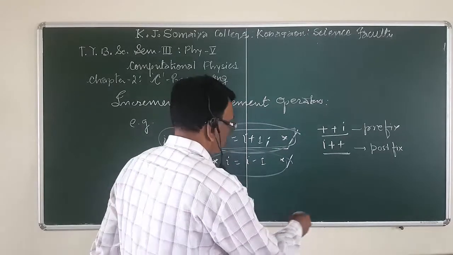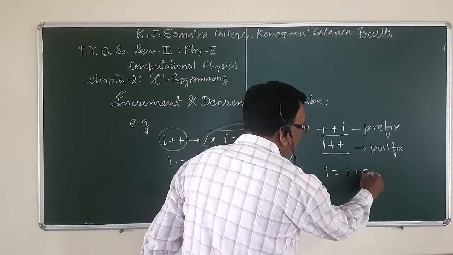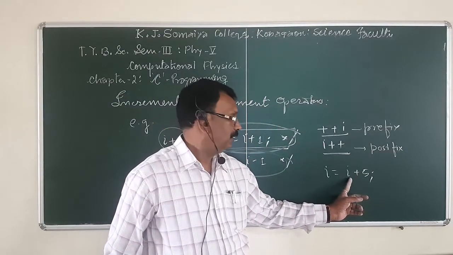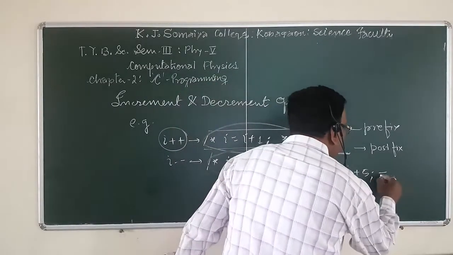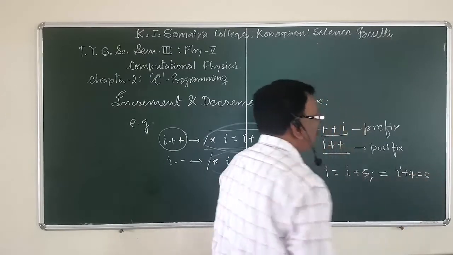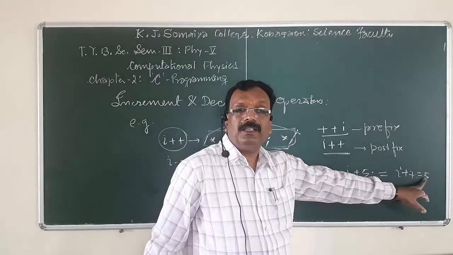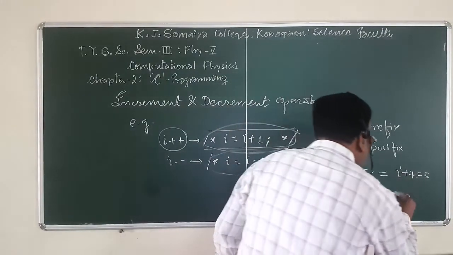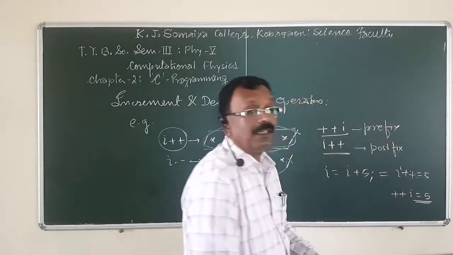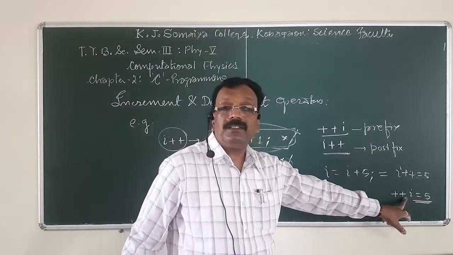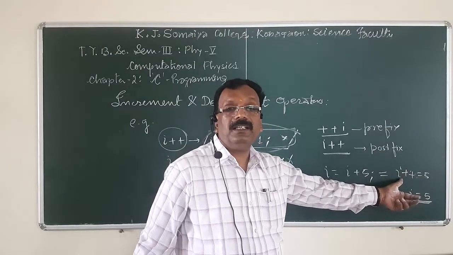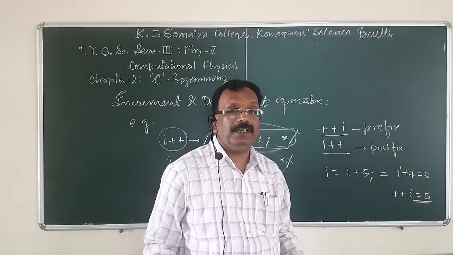Or we can say that, suppose this is I is equal to I plus 5. Meaning of this: read the value of I first, and then incremented. But here, plus plus I is equal to 5. Here I is first incremented and then read. And here I is read first and is then incremented.